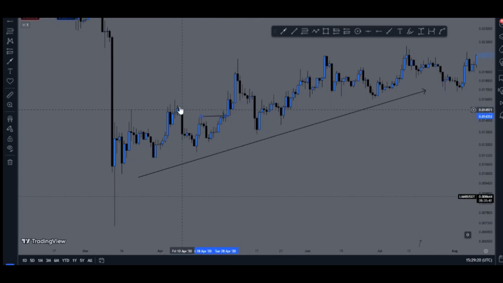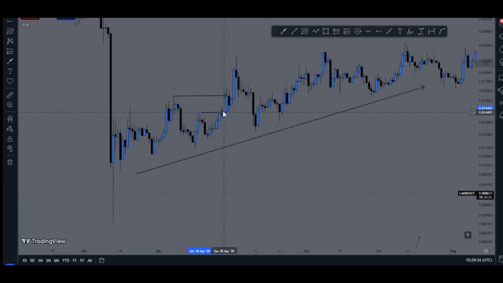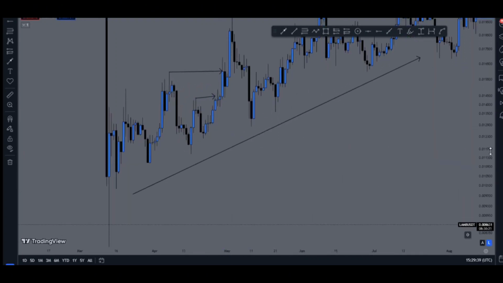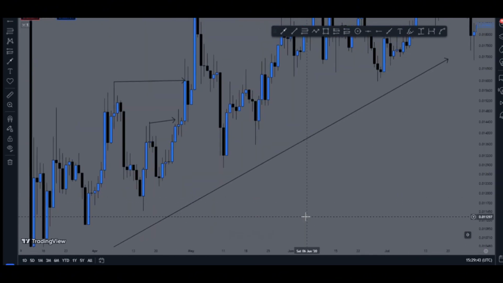So now the market took this place out. Now let's look at where the last low was at this point. Where was the last bearish candle? Show me the last bearish candle. This is the last bearish candle. There was no bearish candle right here, if you look at it.